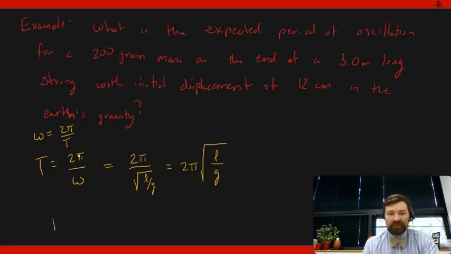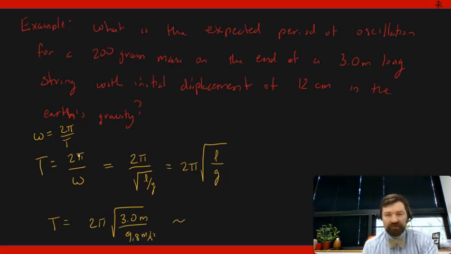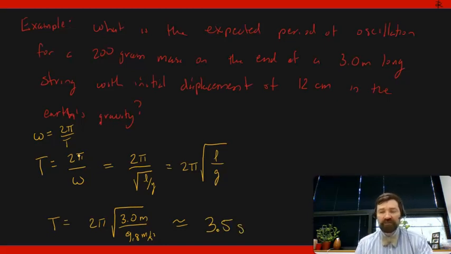All right, so now we plug our numbers in, and this is 2 pi times the square root of 3.0 meters divided by 9.8 meters per second squared. And so if you put all that into your calculator, you'll get about 3.476. So let's call that 3.5 seconds.